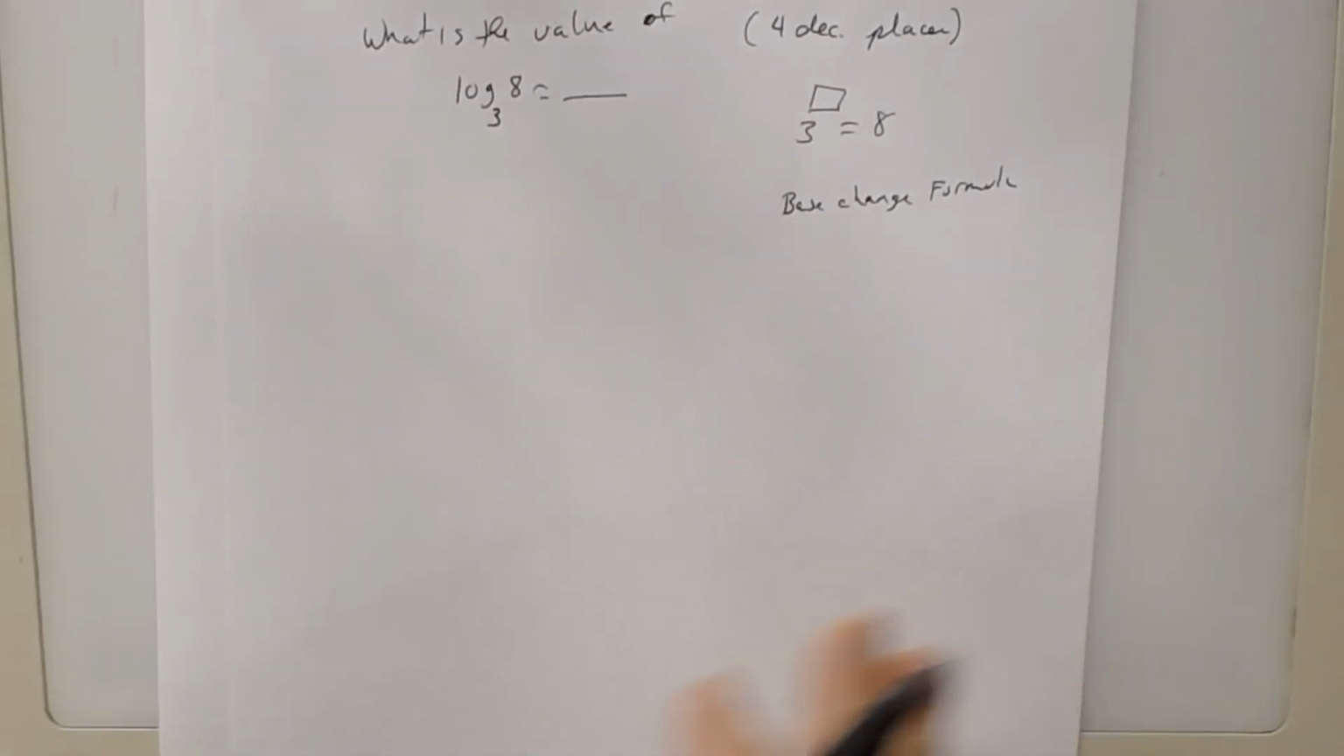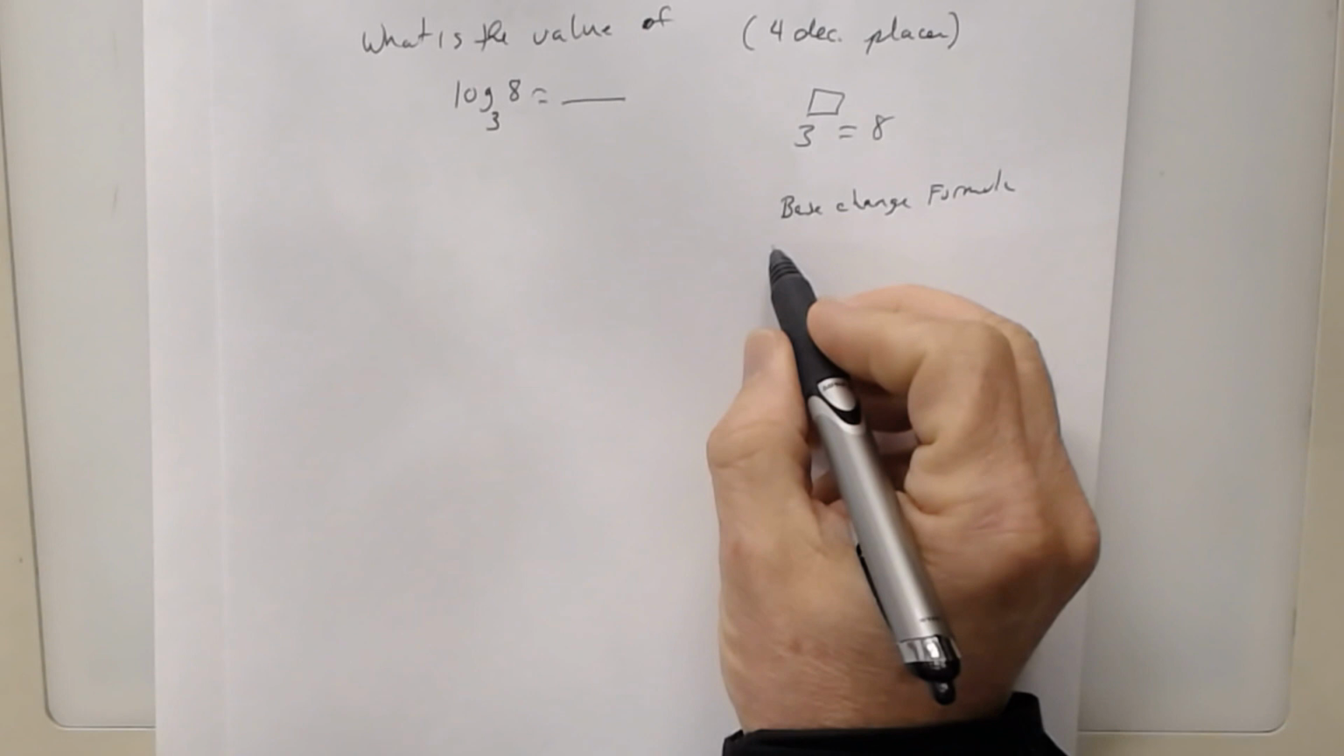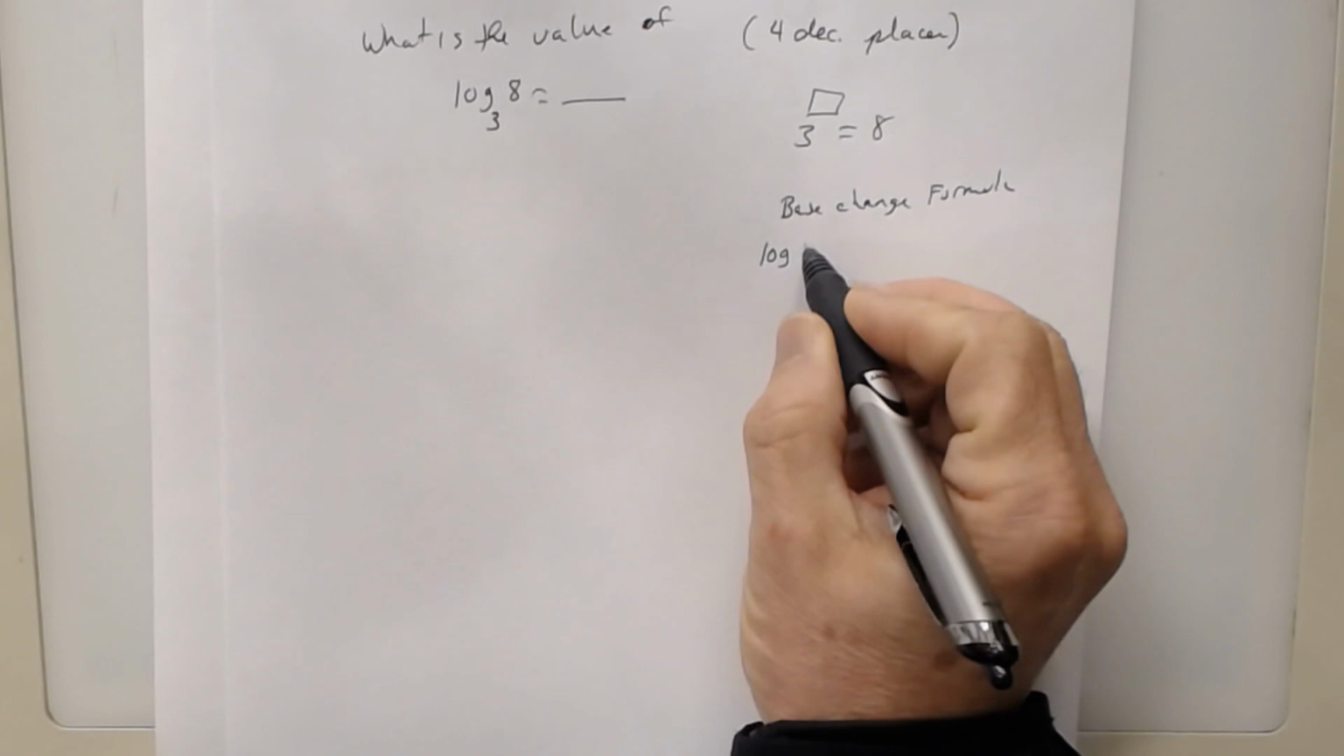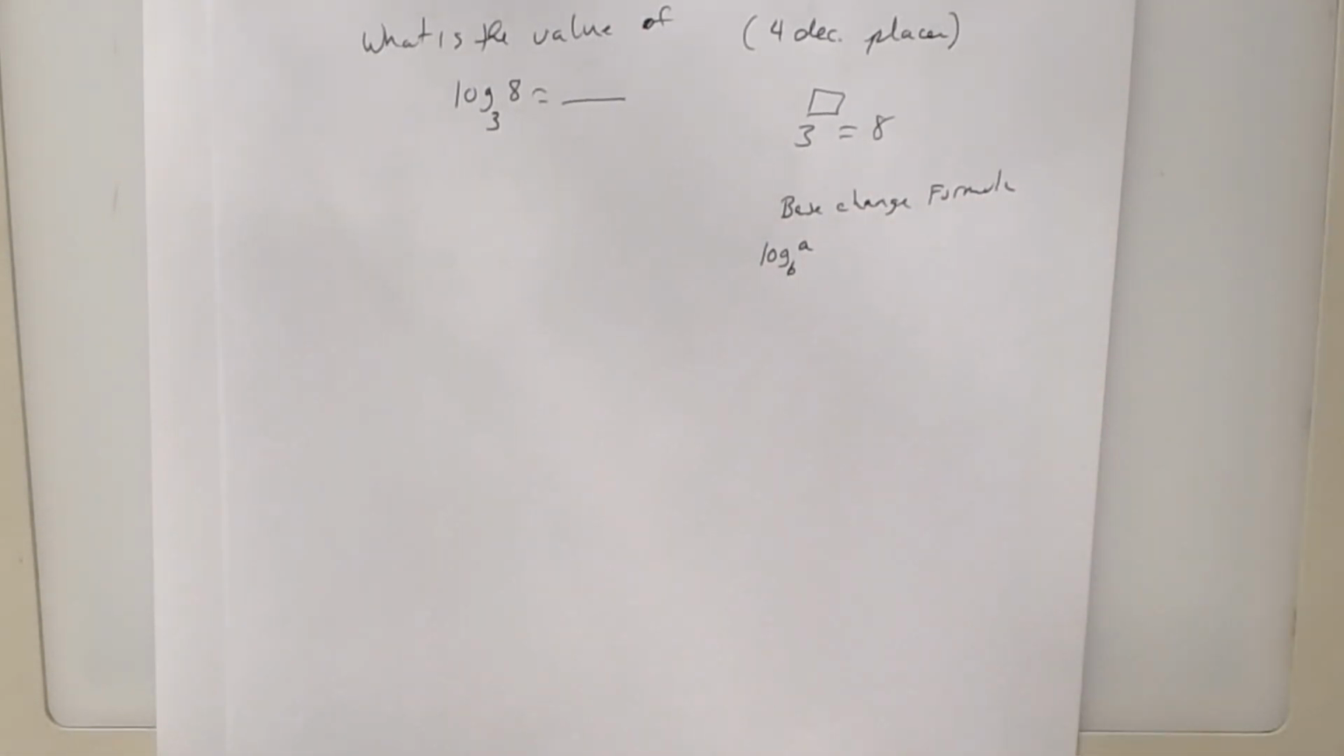All right, base change formula. The base change formula is very straightforward. If I have the log of a base b, and I don't want the base to be this b, but I want it to be something else, let's say I want the base to be c, then all you do is this.